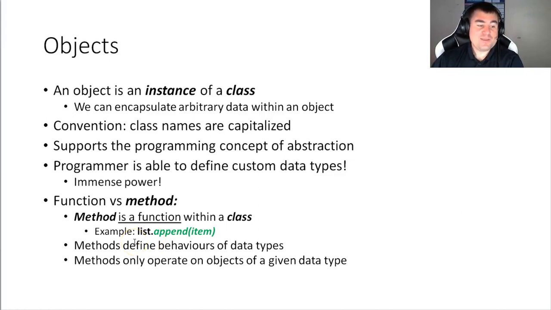Right? And what methods do, they define behavior of those custom data types that you define, right? And it's important that you understand that the methods only operate on the objects of that class. You can't declare a method for an object of type A, whatever it is, and then call it on an object of type B. You're going to get errors, unlike functions that can be called on pretty much anything.